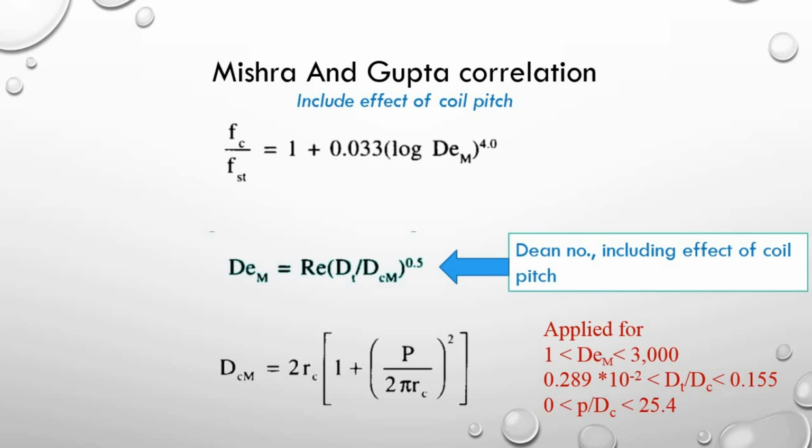They observed that the pitch had a negligible effect on pressure drop if it was less than the diameter of the coil, and if it is greater than that, then it has an important effect on the pressure drop of the helical coil.